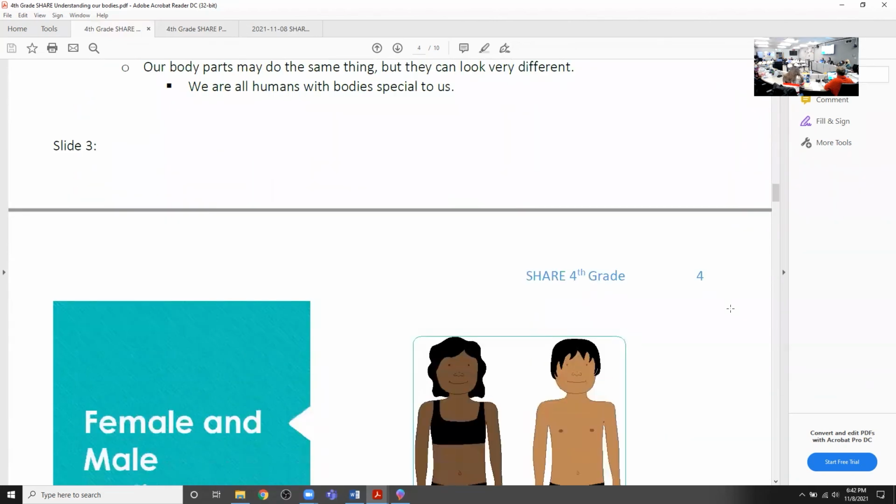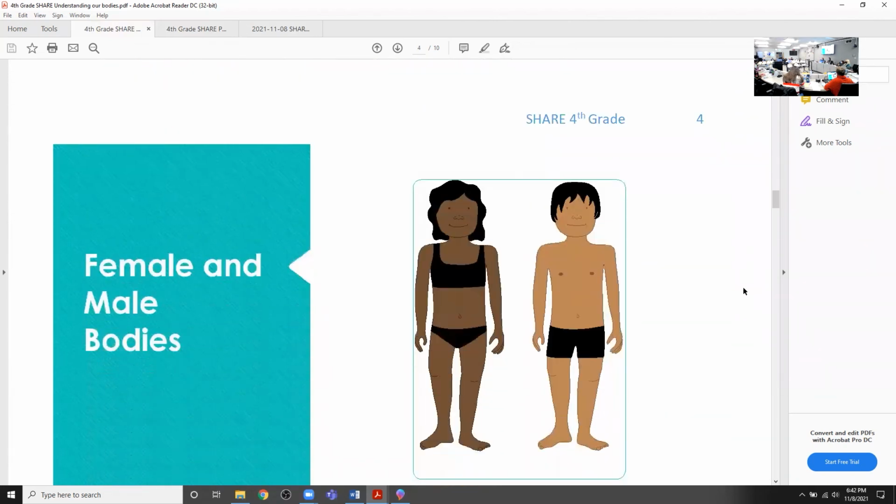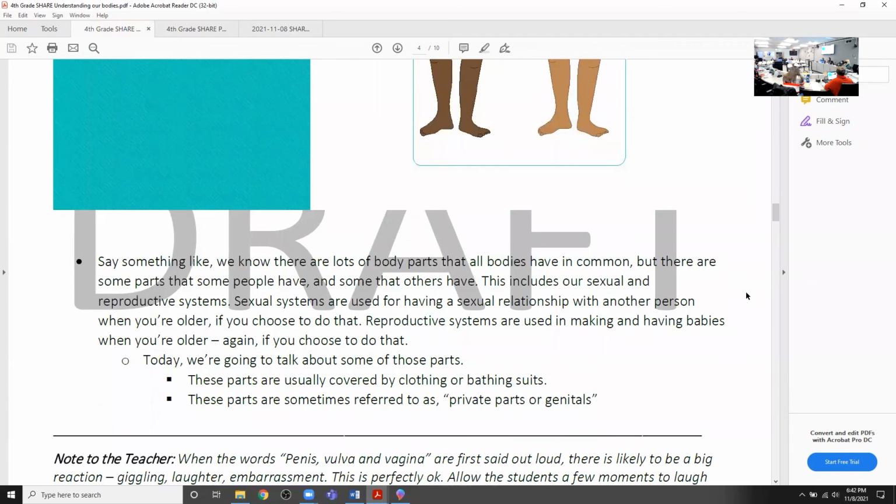And so then, moving on to slide 3, the female and male bodies. Say something like, we know there are lots of body parts that all bodies have in common, but there are some parts that some people have and some that others have. This includes our sexual and reproductive systems. Sexual systems are used for having a sexual relationship with another person when you're older, if you choose to do that. Reproductive systems are used in making and having babies when you're older, again, if you choose to do that.